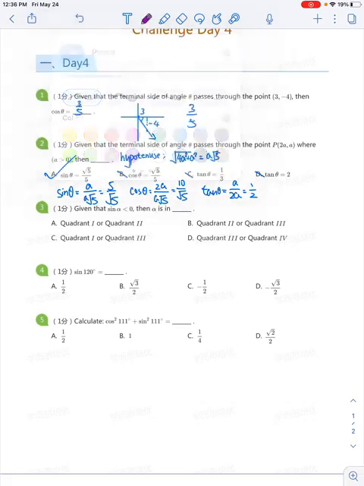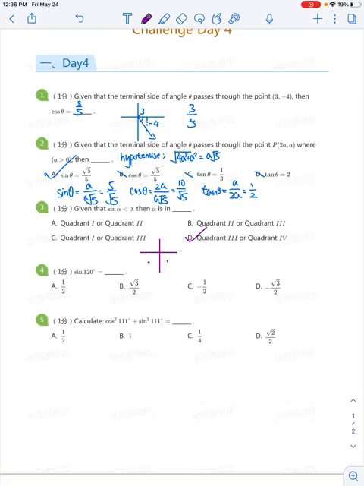Okay, so now let's take a look at problem 3 here. Given that sine alpha is less than 0, where is going to be our angle alpha? We know the sine value represents the y coordinate. Given the y coordinate is less than 0, the angle can only be below the x-axis. So there are two quadrants, quadrant 3 and quadrant 4. So this will be the answer choice D.